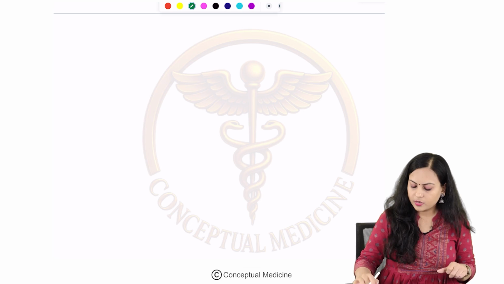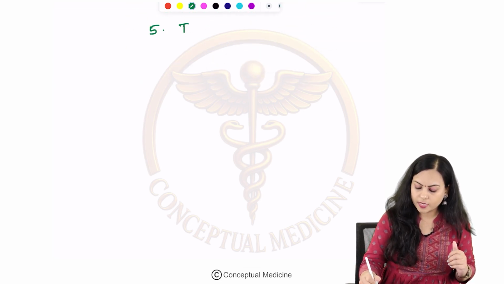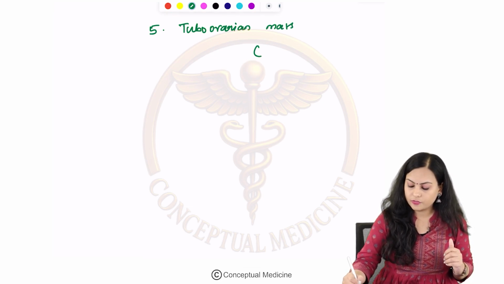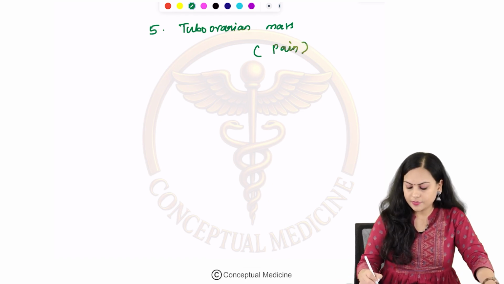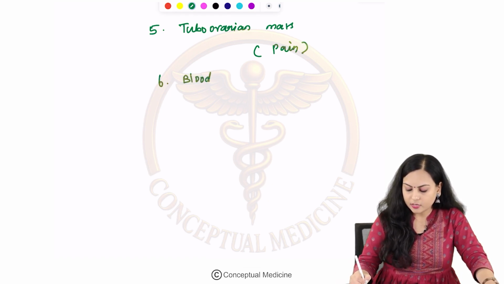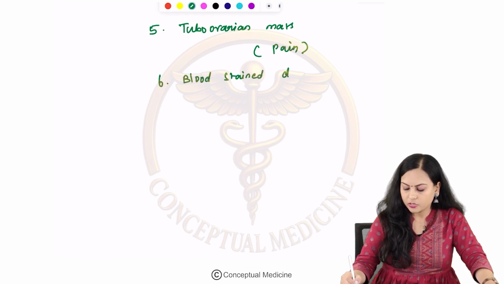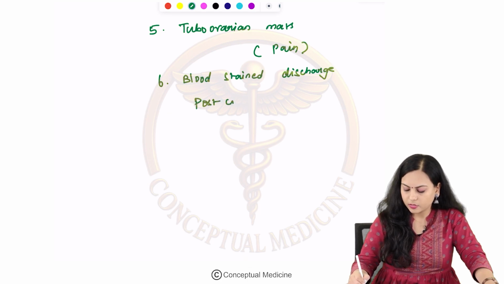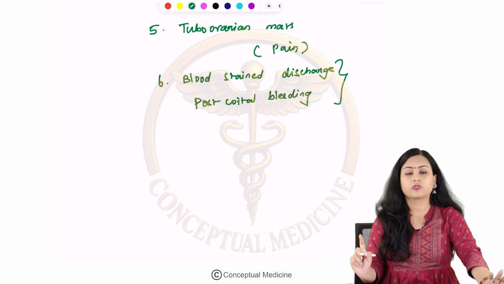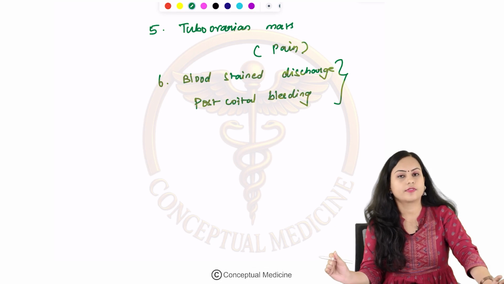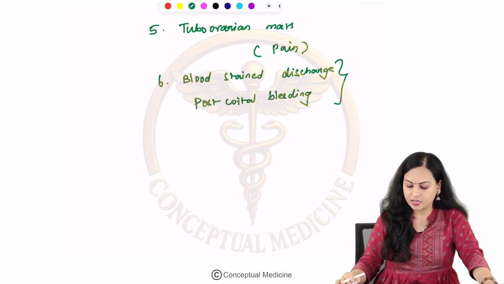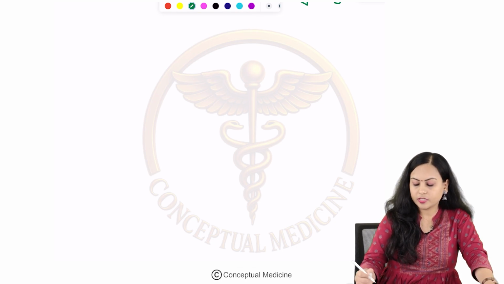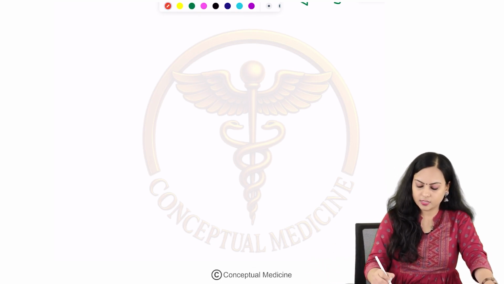And sometimes when the woman is presenting with tubo-ovarian mass, there can be complaints of pain as well, and even a blood-stained discharge or postcoital bleeding can also be seen in women those who are having cervical or vaginal or vulvar tuberculosis. Clear? Yes.